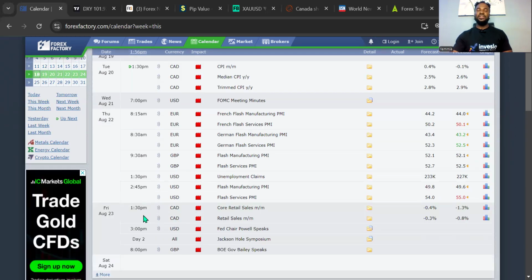On Friday of this week, 1:30 p.m. Nigerian time, we have Canadian dollar, which is the retail sales and the core retail sales coming up at the same time. And 3 p.m. Nigerian time is for US dollar, where the Federal Chair Powell speaks, and the outcome of that will be determined when he speaks actually. So 8 p.m. there will be Great Britain pounds news, and that has a lot to do with the closing of the market for this week. And that is the insight on the weekly outlook, just a run through.